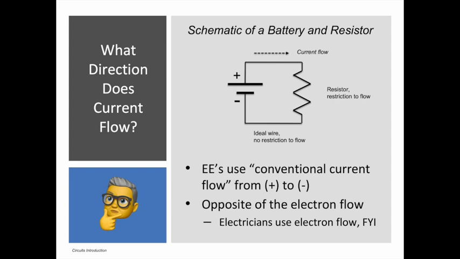Now, just so you know, EEs use what we call conventional current flow from plus to minus. This is exactly the opposite of the true electron flow. No disrespect to electrons, electricians. Electricians follow the electron flow.